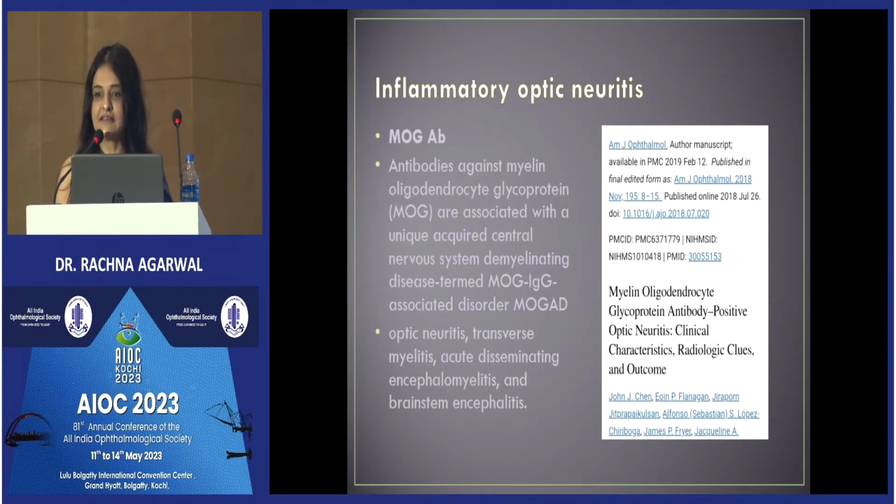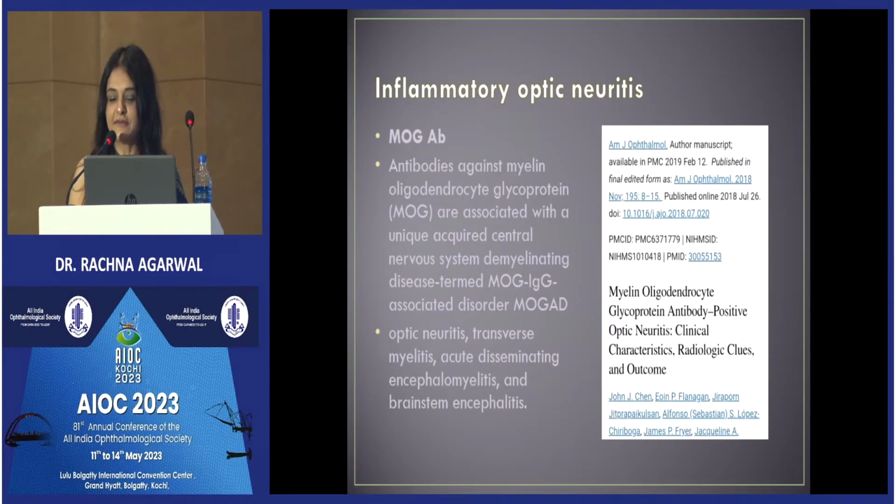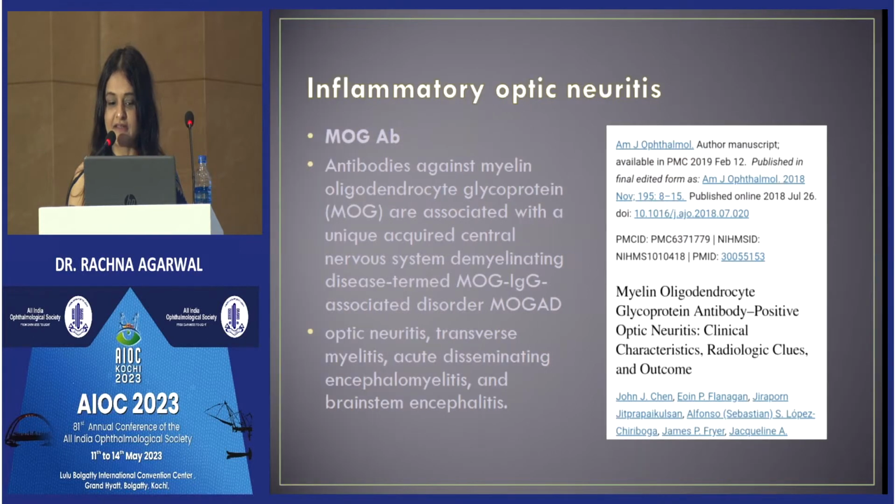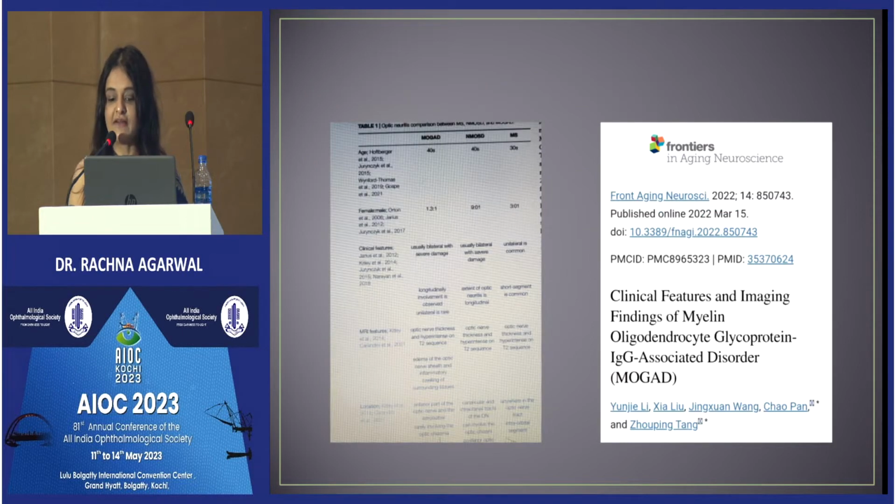So I'll go disease-wise. Coming on to inflammatory optic neuritis, the latest kid on the block is the MOG antibody, antibodies against the myelin oligodendrocyte glycoprotein. These are associated with a unique acquired central nervous system demyelinating disease, termed MOG-IgG associated disorder or MOGAD. Now we have an article in Frontiers that differentiates between MOG antibody disease, MOGAD, NMOSD, and MS.